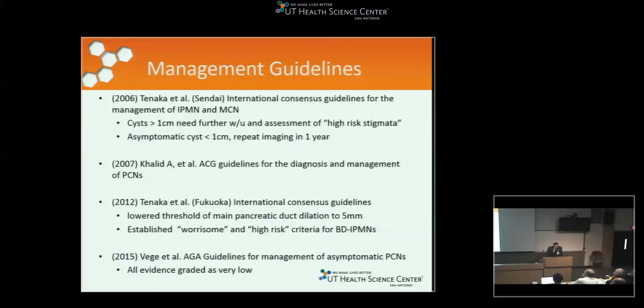In 2007, the American College of Gastroenterologists published guidelines for the diagnosis and management of PCNs as a whole, and in 2012, the same group from Japan revised their guidelines and lowered the threshold of main pancreatic duct dilation to 5 millimeters, and also established worrisome and high-risk criteria for branch duct IPMNs as they provide the greatest diagnostic and treatment difficulties. Most recently, in 2015, the American Gastroenterological Association published additional guidelines for management of asymptomatic PCNs that were intended to be evidence-based, but unfortunately, all of the evidence they found, according to their PICO and grade criteria, were graded as very low.